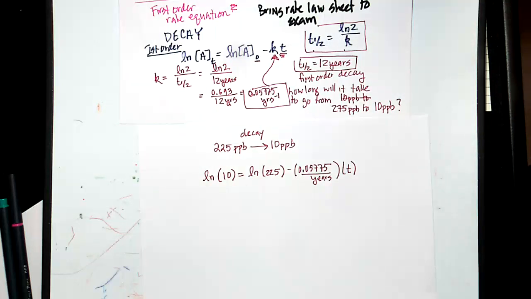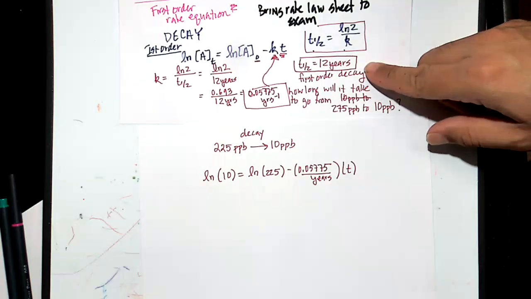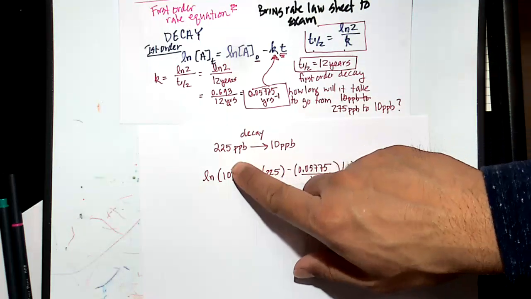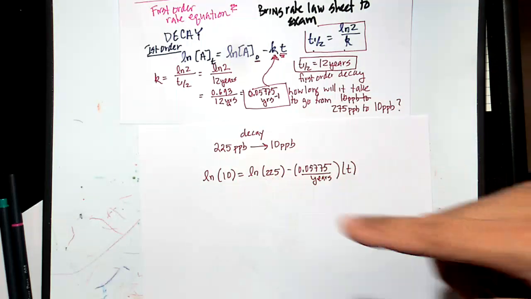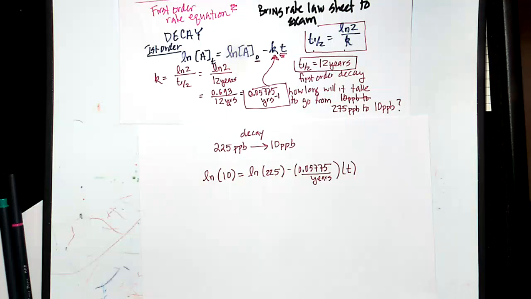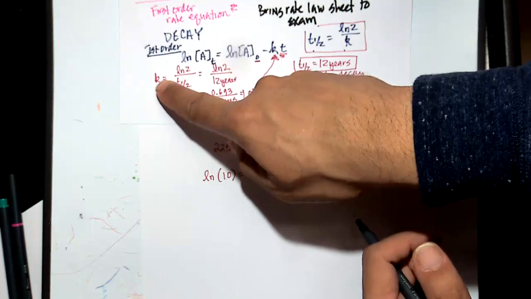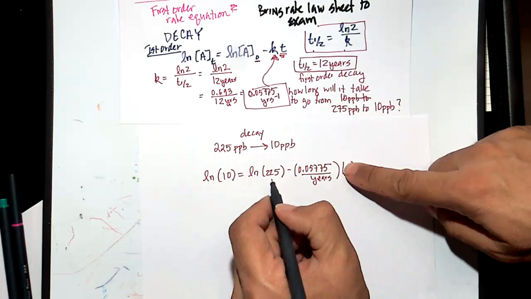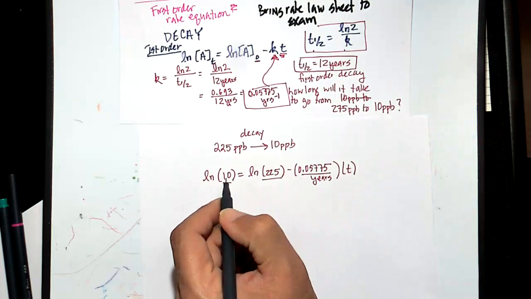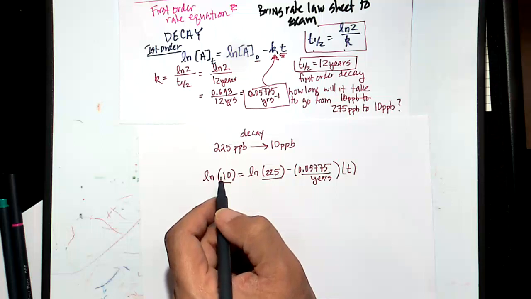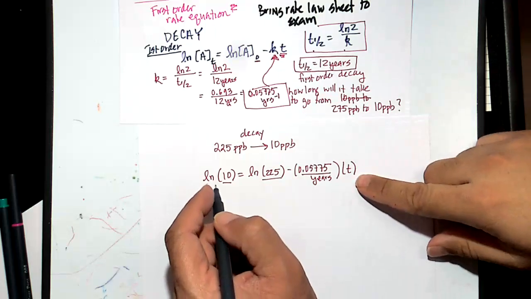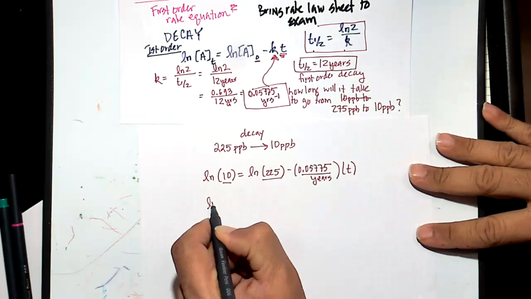So, first order decay problem, the half-life is 12 years. How long will it go from 225 ppb to 10 parts per billion? Okay, that's a decay. We figured out the rate constant, lowercase k. We plugged it in. Initially, we're at 225. Finally, we want to figure out the time it gets to 10. And we just solve for this. Okay, do we know how to solve for this?